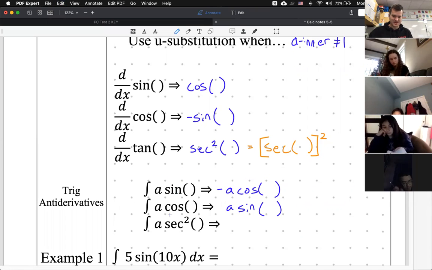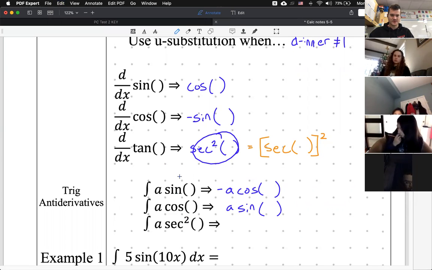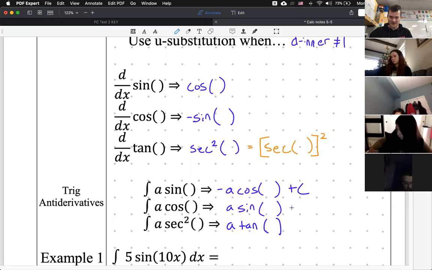And then obviously, if I see a secant squared, the antiderivative there would be... Would it be secant to the power of 1? Not quite. So if you see this and we were trying to go backwards, right? Tangent? Exactly, not just tangent. So you still have to have that a out front too. So a tangent of whatever. And then we've all forgotten our C. So let me add that in here. Plus C, plus C, plus C.